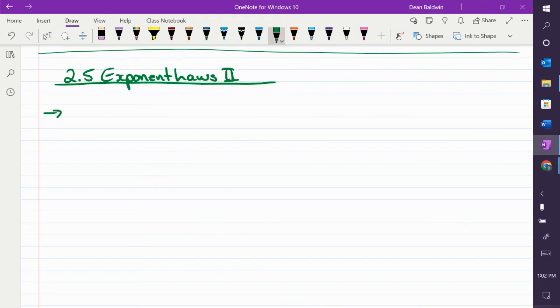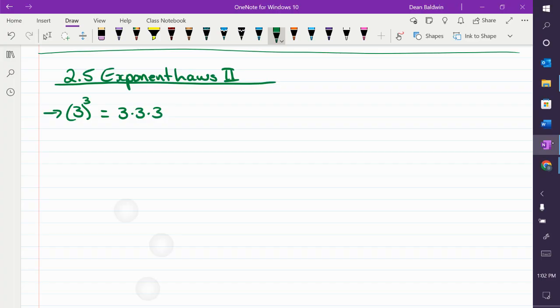We learned this a while ago. What does 3 to the power of 3 mean? If you were to write it out, what does it mean? 3 times 3 times 3. Yeah, 3 times 3 times 3.